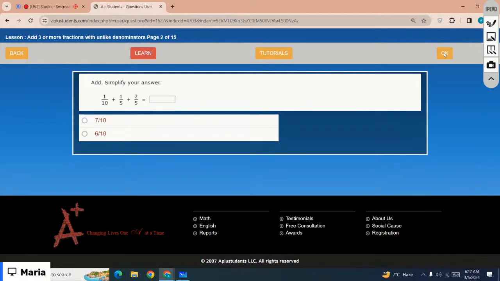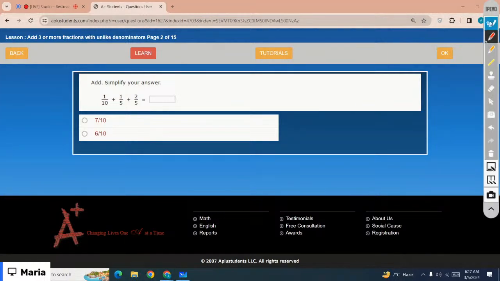The next one is 1 over 10 plus 1 over 5 plus 2 over 5. You have to do exactly the same thing. Add the ones that have the like denominator, so 1 over 5 plus 2 over 5 is 3 over 5, right? Now add 1 by 10 and 3 by 5. First you need to make the denominators the same.